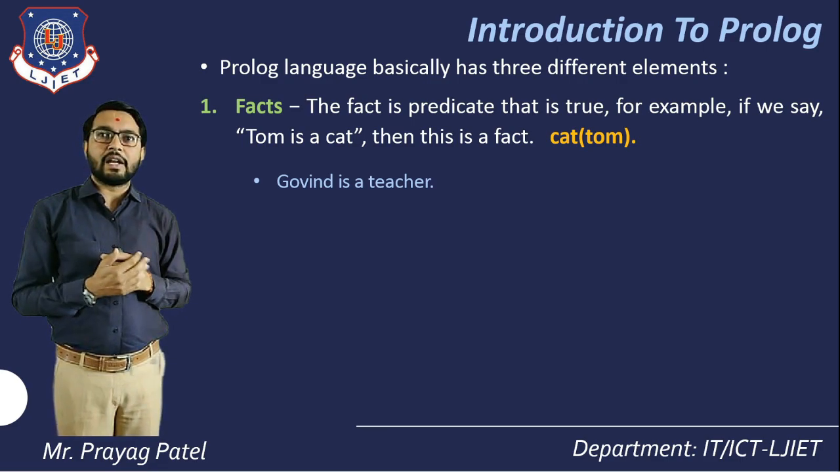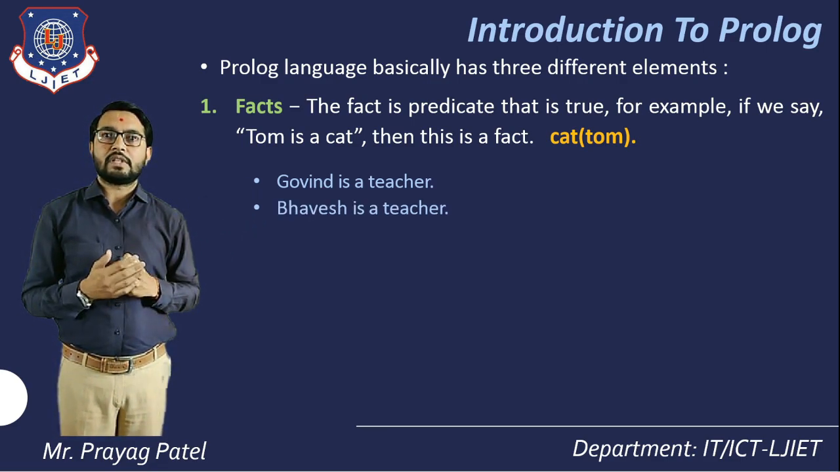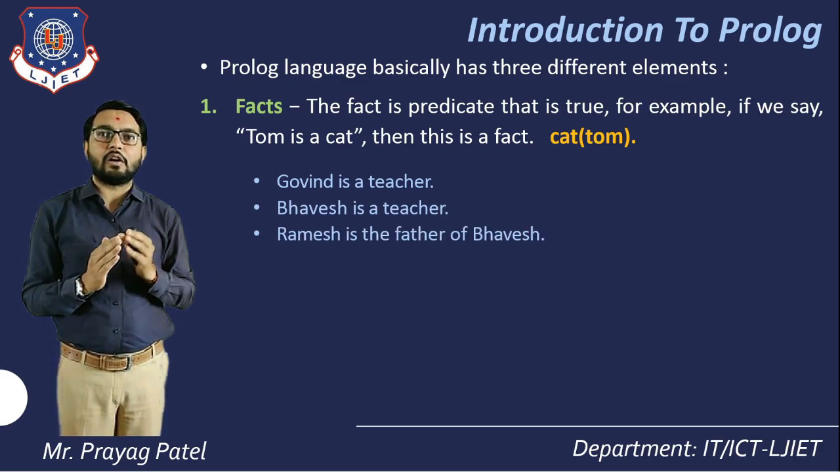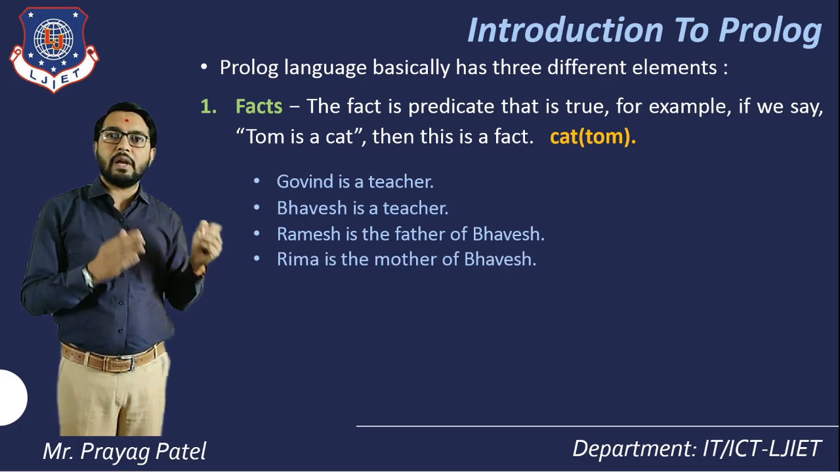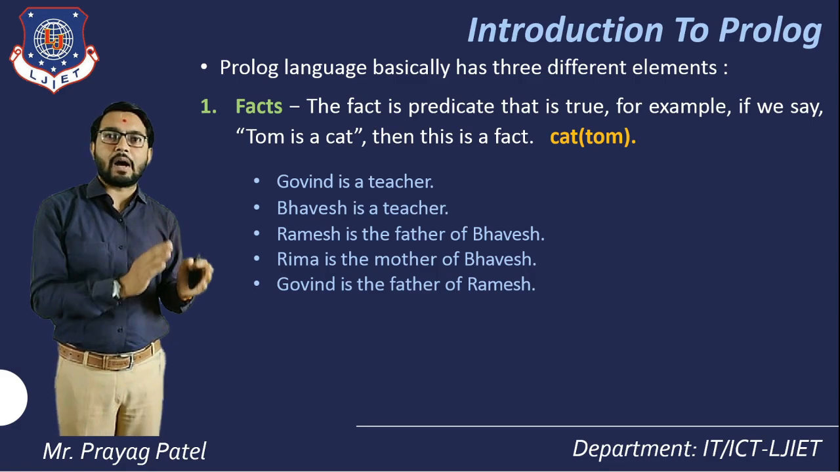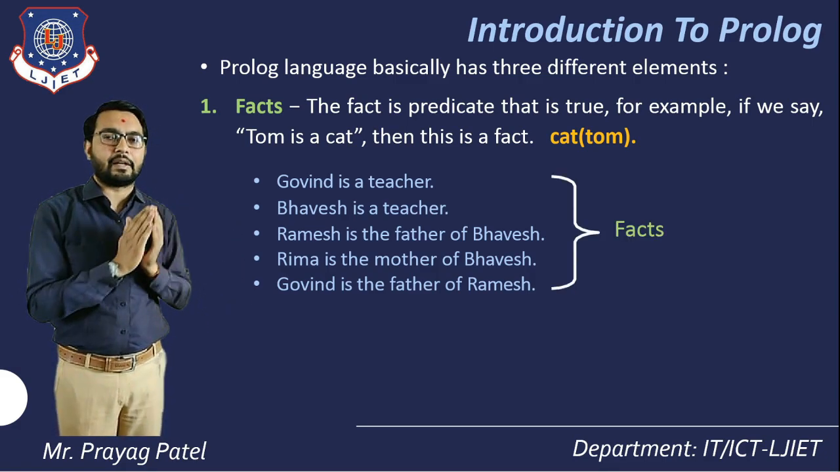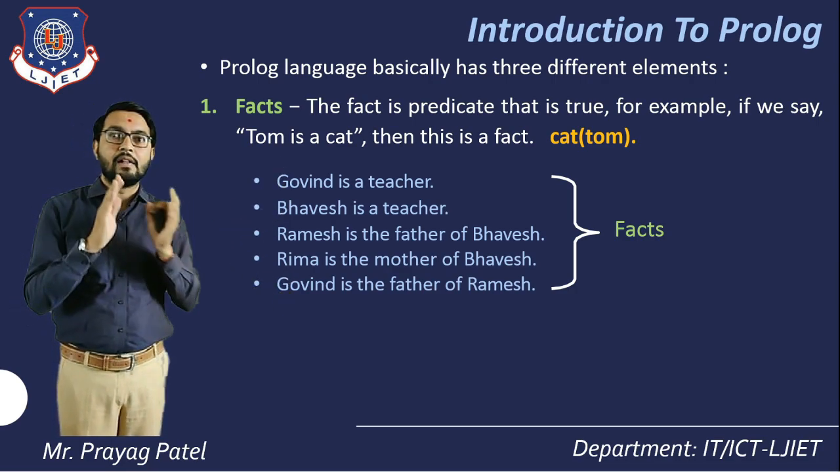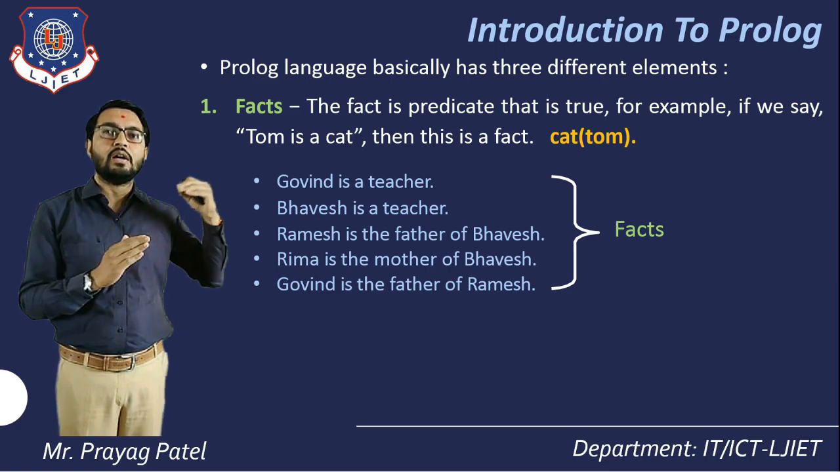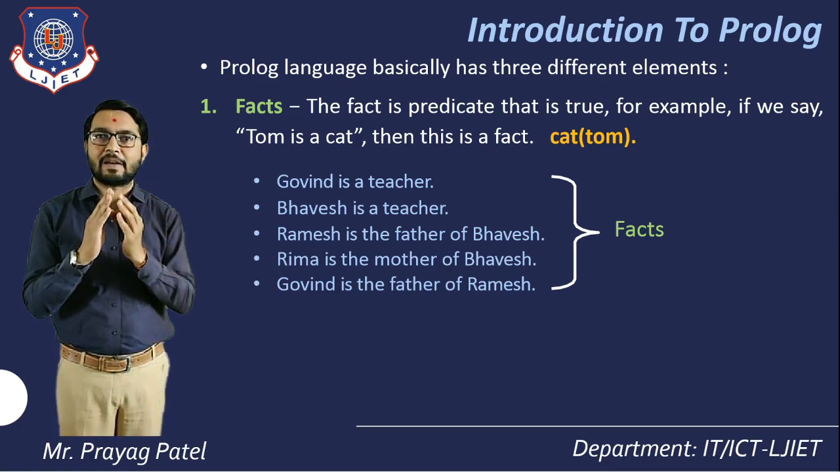Now another example of facts. First, Govind is a teacher. Second, Bhavesh is a teacher. Third, Ramesh is the father of Bhavesh. Next, Rima is the mother of Bhavesh. Govind is the father of Ramesh. So these are all considered facts, but these are all simple English statements. Now convert these statements into Prolog statements as facts, because all of these statements are considered facts.